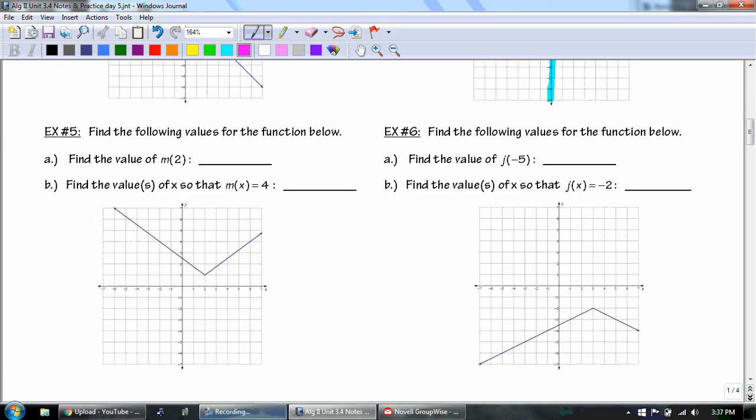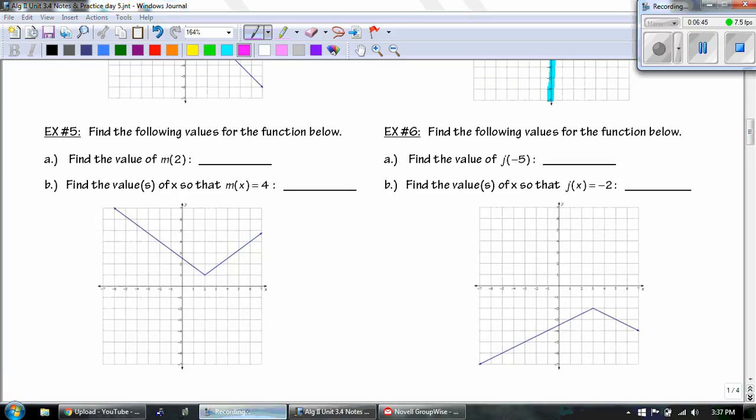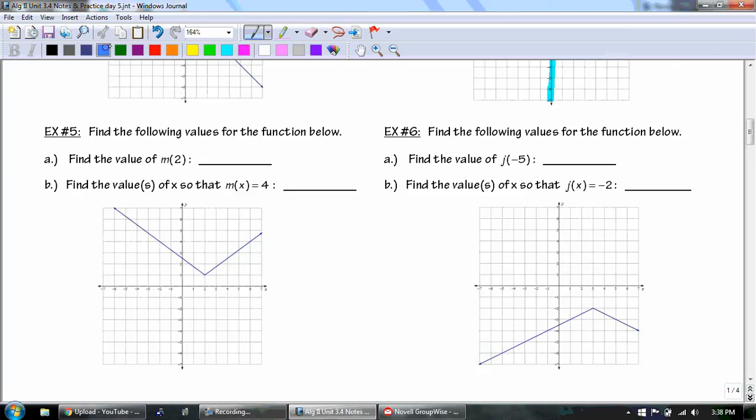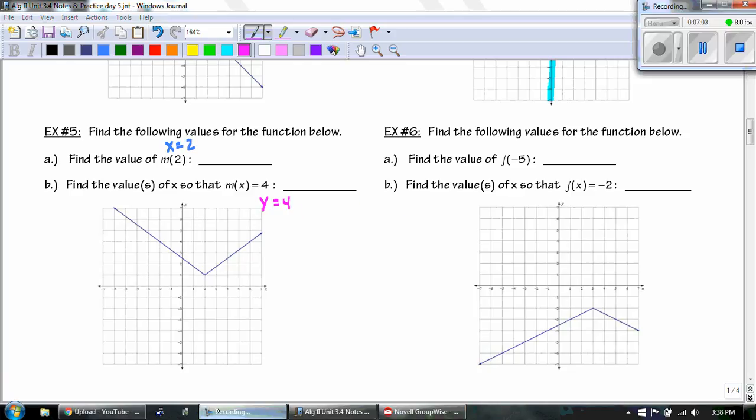All right, do you guys think you can do 5 and 6 on your own? Go ahead and pause the video and try it out. I think you can do it. Remember, the first one is when they tell you the x, but when they say m of x, that means they're telling you the y. So I'll help you on that one, but 6, no. Pause the video, do them both. Good luck.